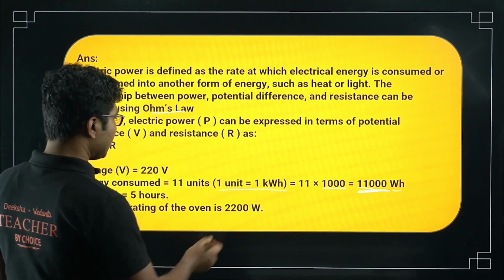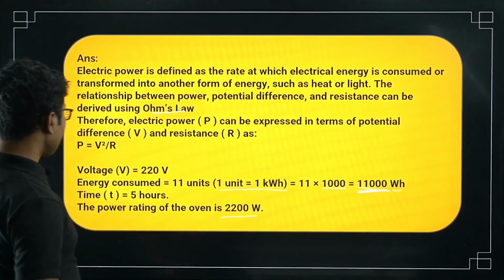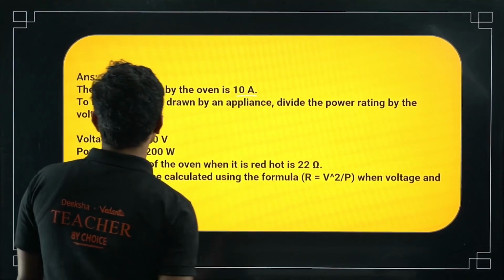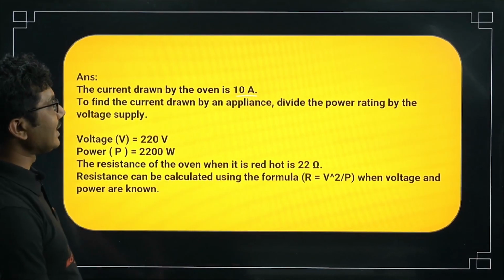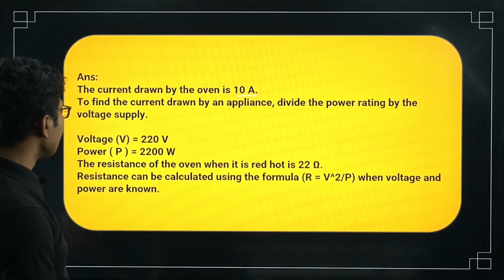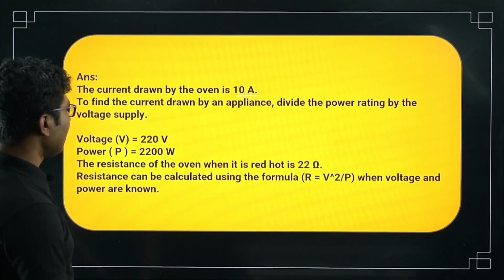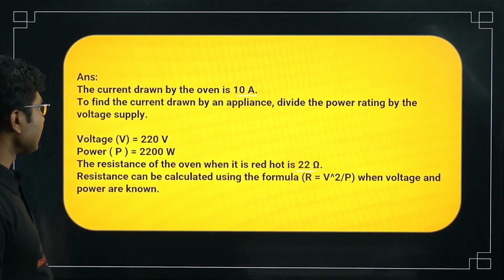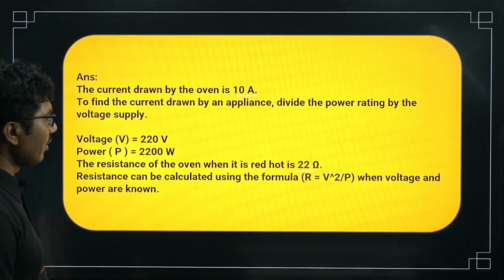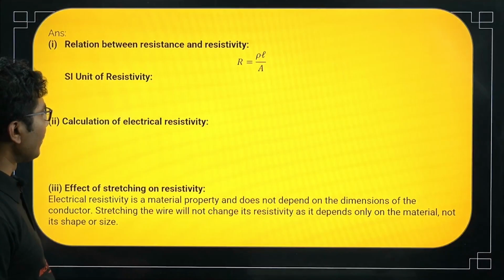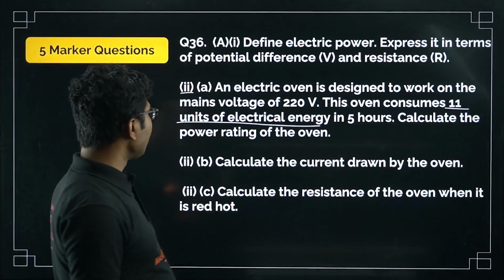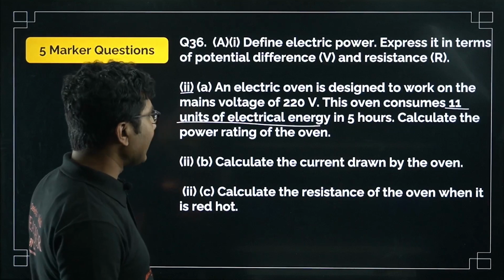The power rating is 2200 watt. Okay, so the current drawn by the oven is 10 ampere. So to find the current drawn by the appliance, divide the power rating by the voltage supply. When the oven is red hot, it is 22 ohm. I think there is some mistake here. What is the mistake? Let me see. Calculate the power rating of the oven. Okay, power rating is easy to calculate.